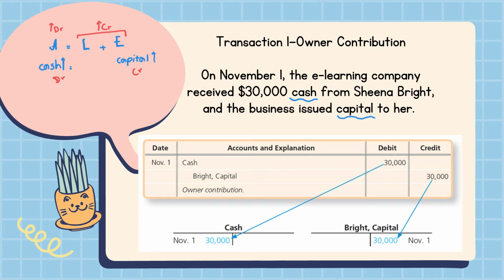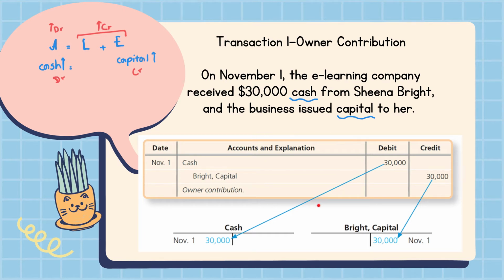We will always start with the debit account. So we said cash will be debited, so we're gonna start with cash. In the debit column, I'm gonna write $30,000. Then in the second line, we need to leave a space for the credit account, which is capital. Bright is the owner name, so Bright, Capital, and the amount in the credit side. So we cannot write cash and capital in the debit side. You need to leave a space for the credited account.